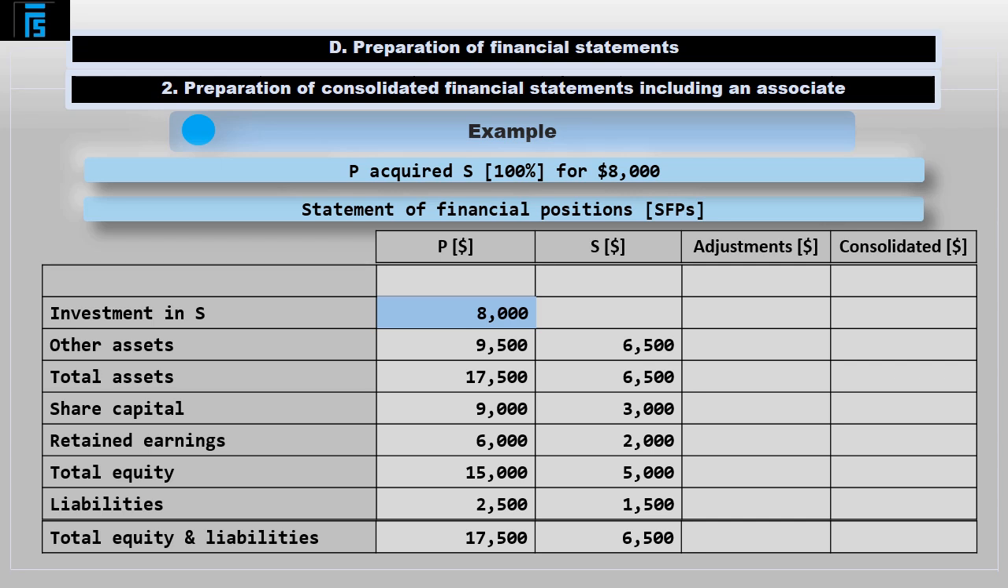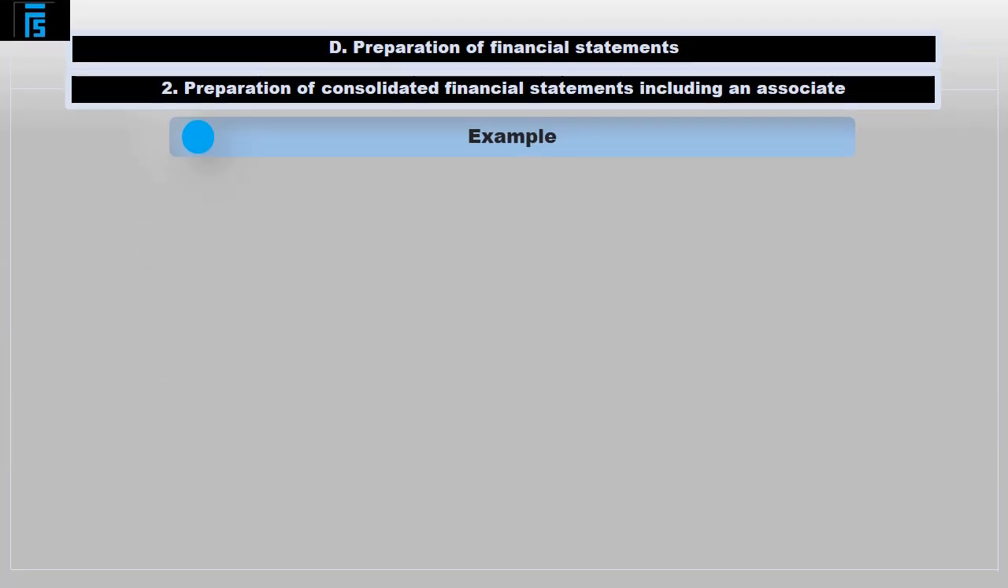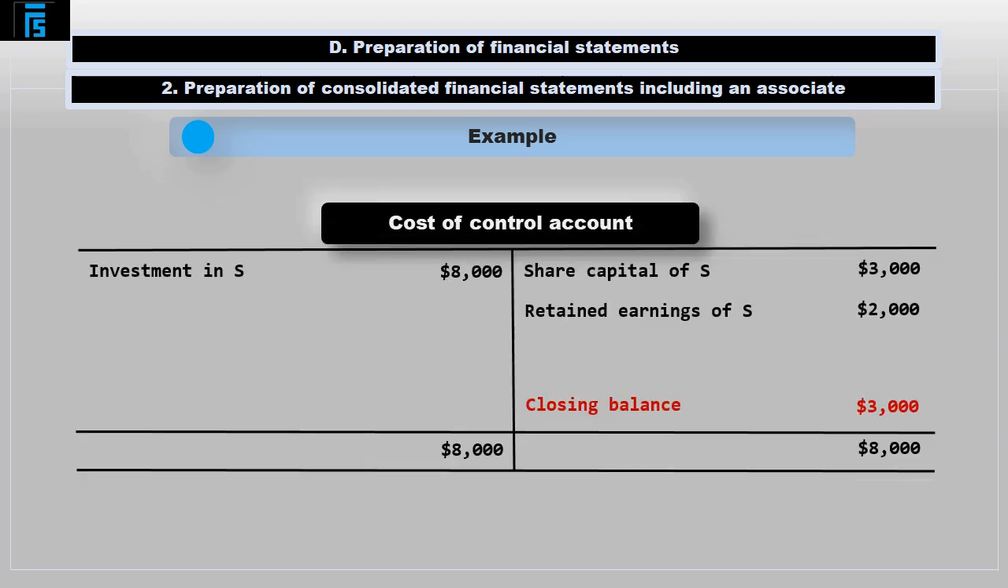You should also note that the example contains two additional blank columns, which we will utilize to make consolidation adjustments and to present the ultimate consolidated statement of financial position. What I want to do is open up a T account, which will hopefully help us visualize the consolidation workings and their interaction with the items carried in the individual statements of P and S. The account which I will draw is referred to as the cost of control, whose function is to determine the amount of goodwill, if any, recognized in respect of the transaction.